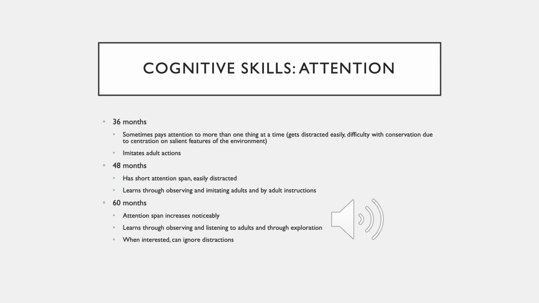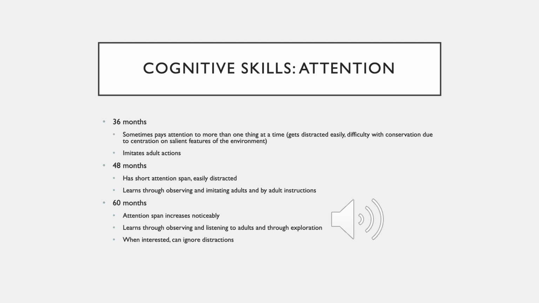And around 4 years old, we see that children still have a fairly short attention span, and so they are also easily distracted, but there is improvement from ages 3 to 4. They have several new ways that they are able to learn. They observe others, they imitate adults, and they also learn by listening to adult instruction. And preschoolers at age 4 are also able to take in information and learn from beginning to end.